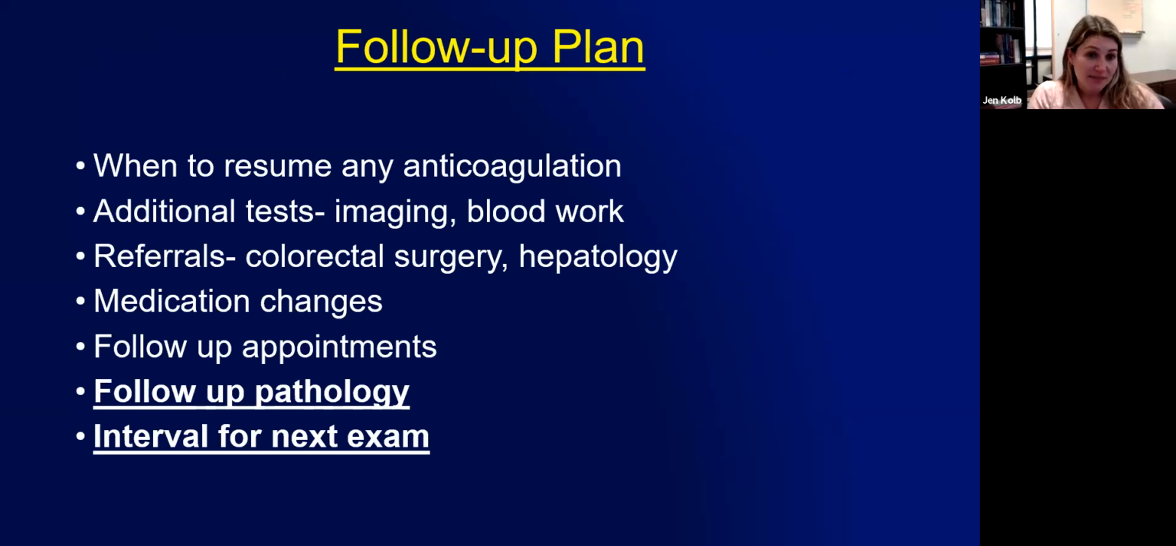But sometimes you find something unexpected on the exam and you say, you know what, I want to get some additional testing, some imaging, some blood work. Typically those are written in the report. Maybe refer to another surgeon or a different doctor, have a follow-up appointment. So a lot of that should be written in the procedure report, and that can kind of give everyone a clue if you're trying to figure out what the plan was. Of course, the most important thing is, well, were there polyps found, and what kinds of polyps, and what's next?